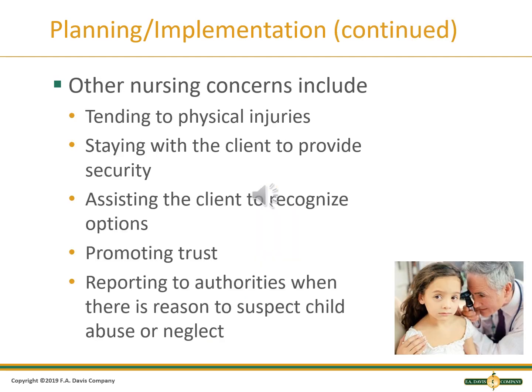Planning and implementation, continued. So some other interventions include tending to physical injuries, staying with the client to provide security, assisting the client in recognizing options, promoting trust, and reporting to authorities when there is reason to suspect child abuse or neglect. Refer to Table 25-1 in your textbook in reference to interventions for our abuse victims.